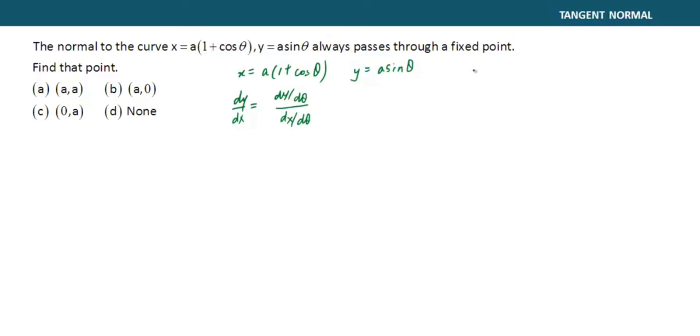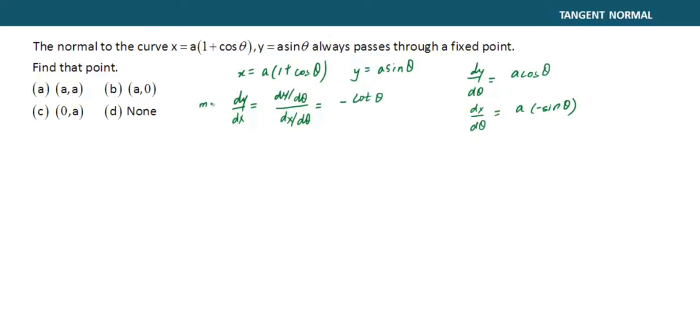Okay, so what is dy by d theta? Let me do it separately for you over here. dy by d theta is a cos theta, and what is dx by d theta? dx by d theta is nothing but a times minus sin theta, right? Clear? So if you just divide these two, what you will get is minus tan theta or minus cot theta. Let me write it for you. So it will be minus cot theta.